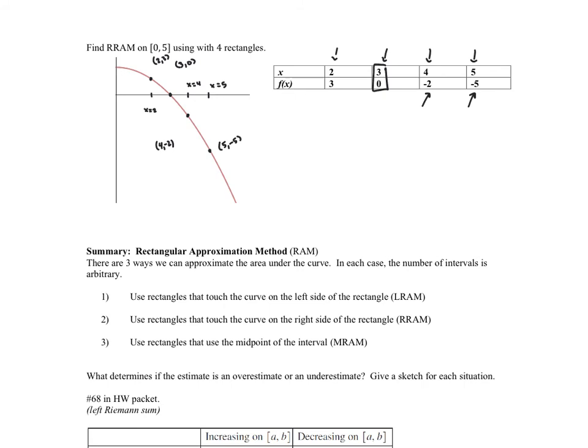Okay, so let's do an RRAM with 4 rectangles. I'm going to go from 0 to 5 using 4 rectangles. Well, here's x equals 0. So my RRAM, I right justify my rectangles. So my first rectangle is going to be on this interval. And because I right justify, that means I use the output for the very right point on that interval, and then I create my rectangle.